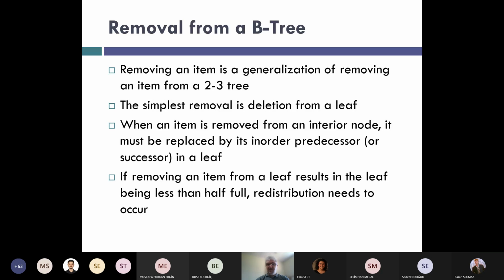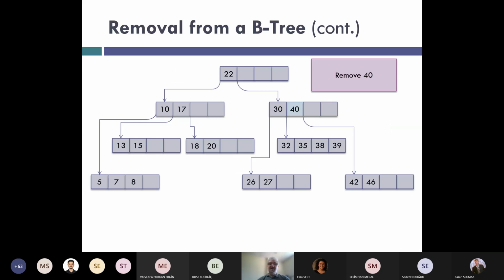How are we going to remove from a leaf? If the leaf is more than half full after removal, we are done. But if it becomes less than half full, then we have to perform some operations to correct that problem. We have to perform a redistribution between the parent and sibling. How are we going to do that? We have an example here.